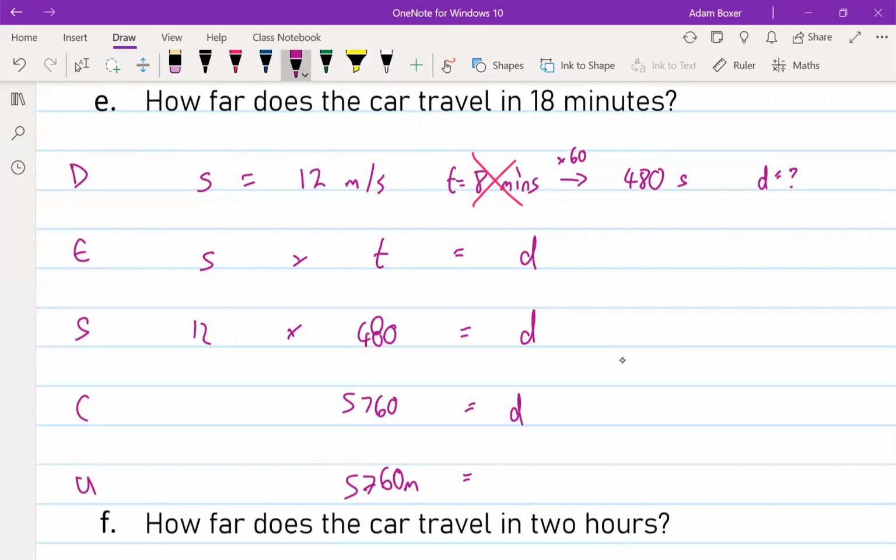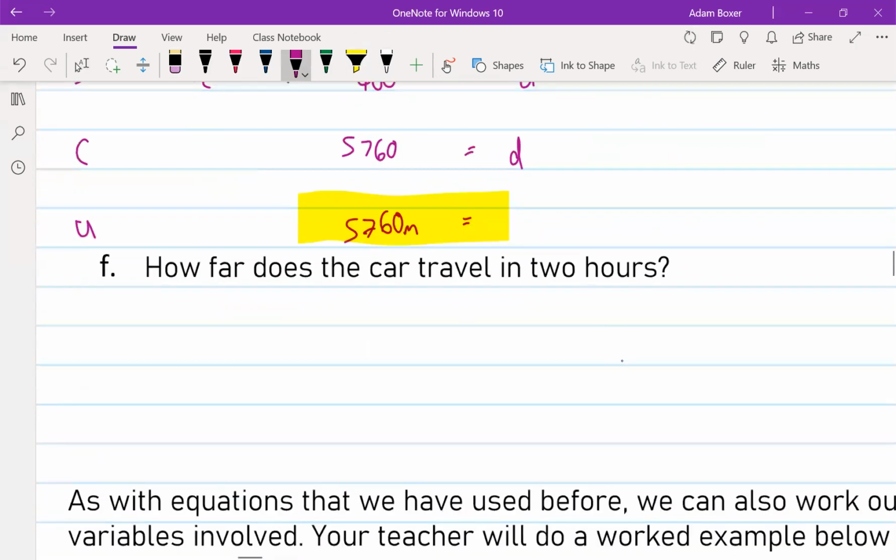Done. If you got that right, good job. If you didn't get it right, see if you can figure out where you went wrong. And if you're stuck, then like I said before, you need to send me an email. How far does the car travel in 2 hours?